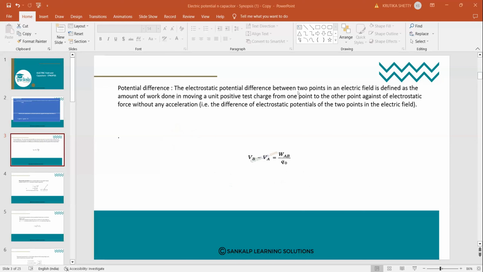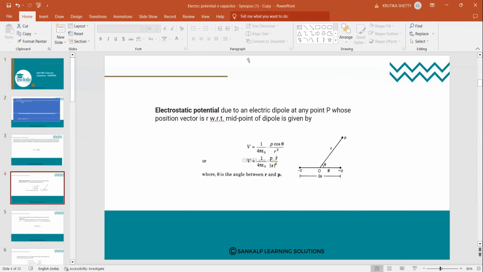Next, let us go for the next point. That is the potential due to a dipole. You can see here. When you learned electric field, you studied the electric field intensity for the dipole. Suppose this is a dipole and consider this as point P. Along the axial line we derive the electric field intensity as 1 upon 4 pi epsilon naught 2p upon r square. Similarly for the equatorial line, we do two derivations.